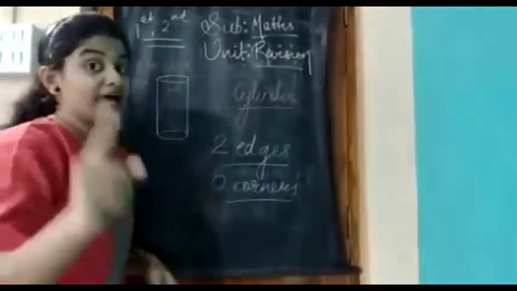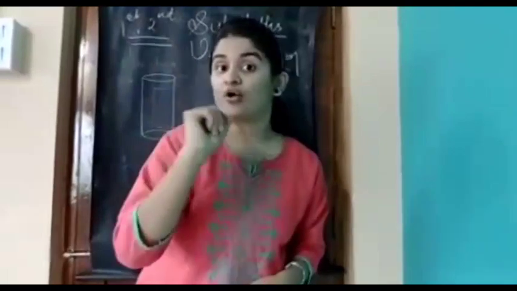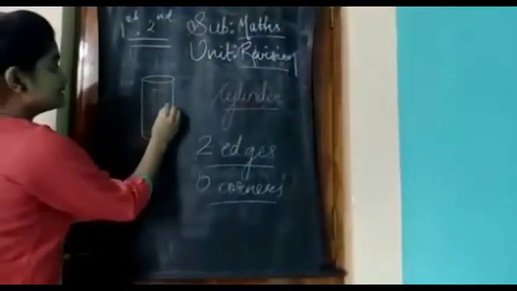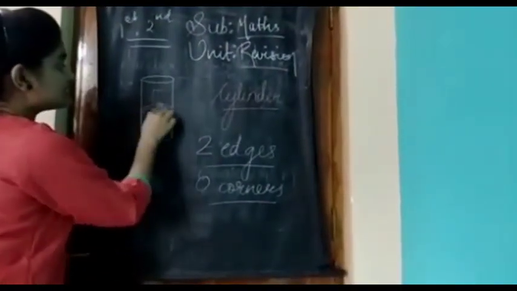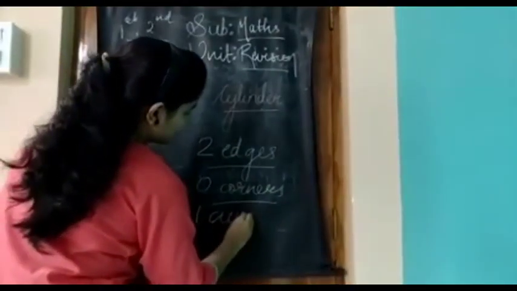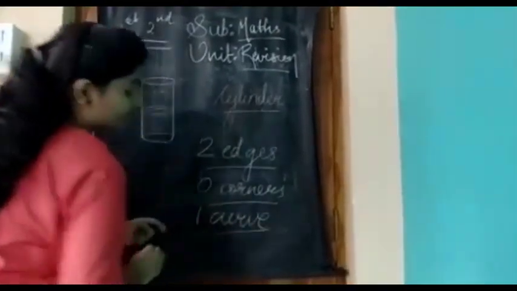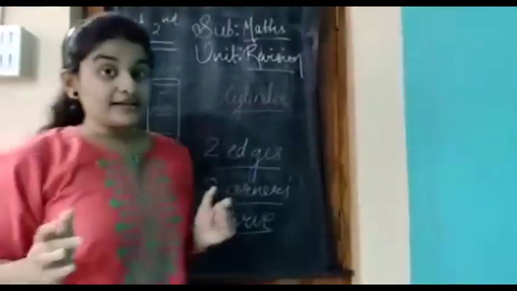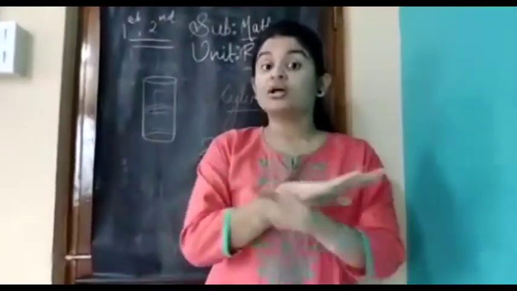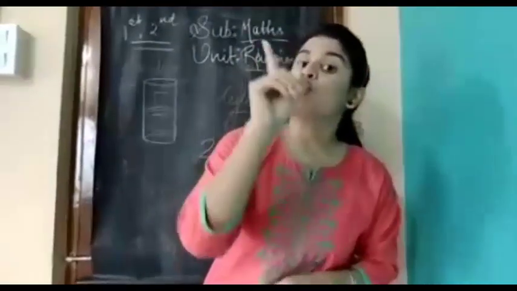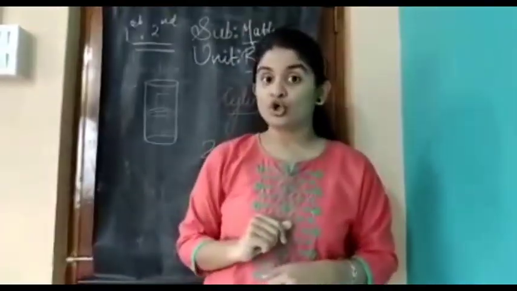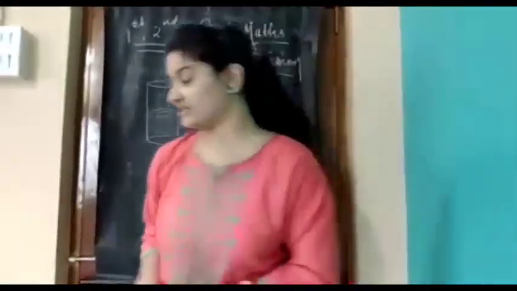And it has one curve. That is this. This is curve. So we will write here one curve. Understood? A cylinder has two edges, no corner and one curve. I will show you one example of it.